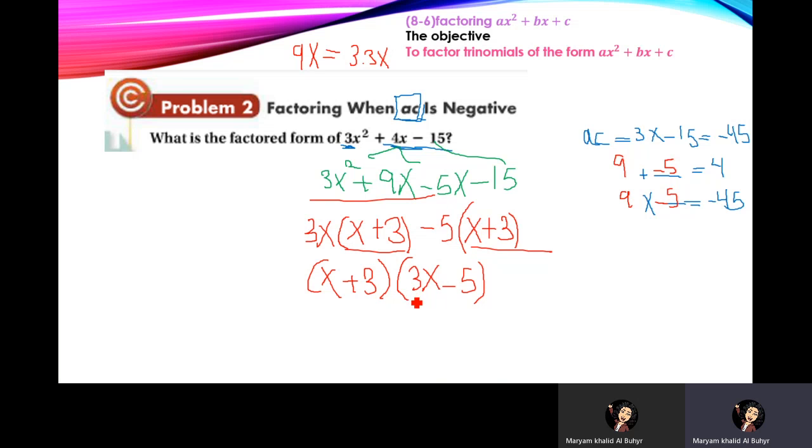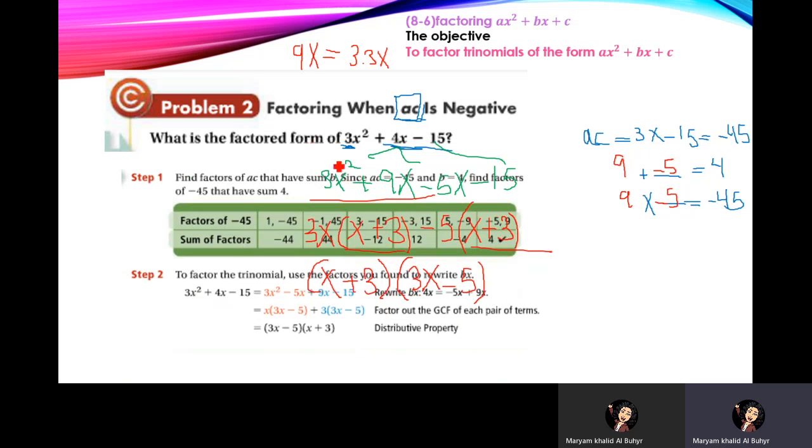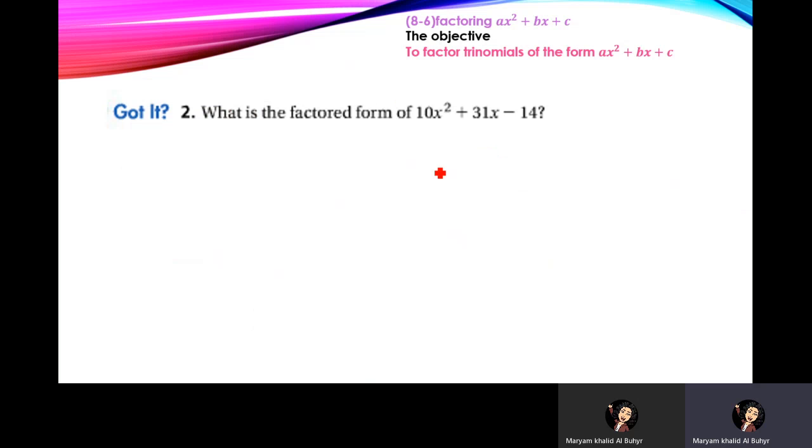Let's move to the next part. You might see it in your book like a lot of explanation and a lot of discussion. They are showing you that not all of them work. You might have two numbers, once you add them, you will get the B, the one in the middle. Once you multiply them, you will get AC, which is these two numbers multiplied. Let's move on to this one.